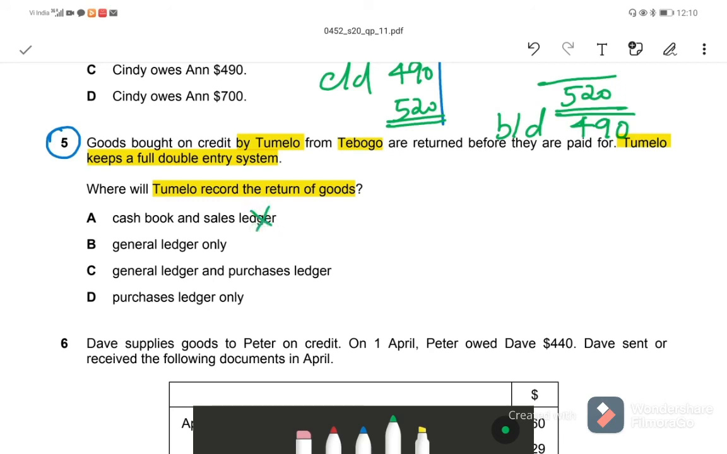Second option, general ledger only. We are not entering only general ledger. He is keeping the full double entry system. So this is wrong. Third one, general ledger and purchase ledger. Yes, the correct answer is C.